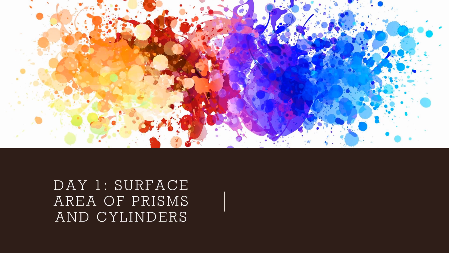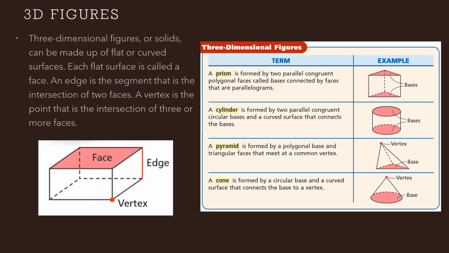In this video, we're going to be learning about the surface area of prisms and cylinders. So first of all, we got some definition terms that you need to know about 3D figures. Your three-dimensional figures or solids can be made up of flat or curved surfaces. That's going to be your cylinders and your spheres.